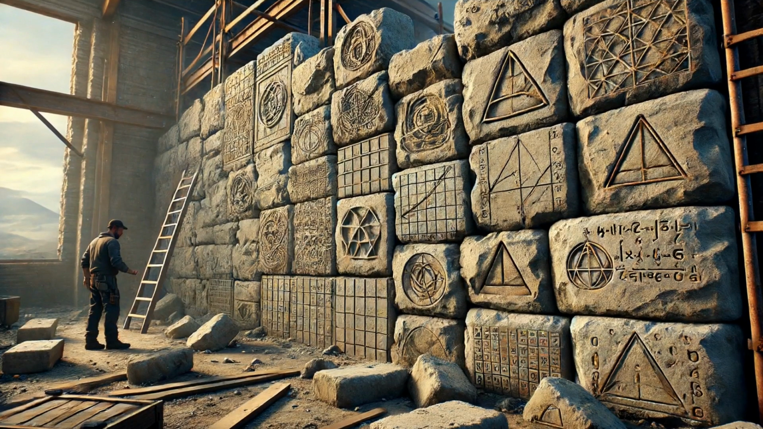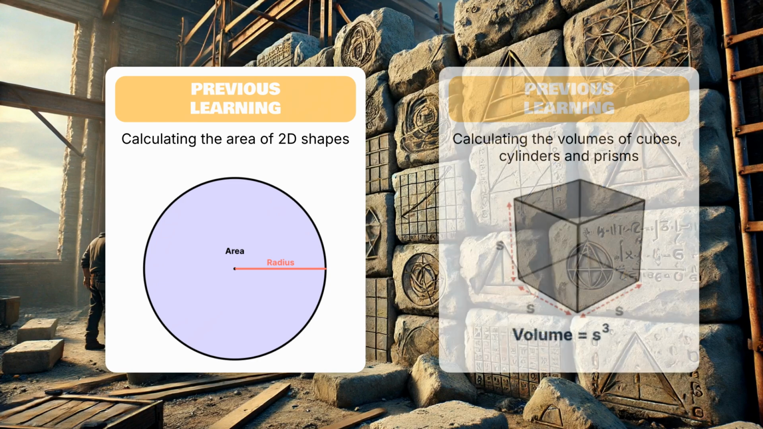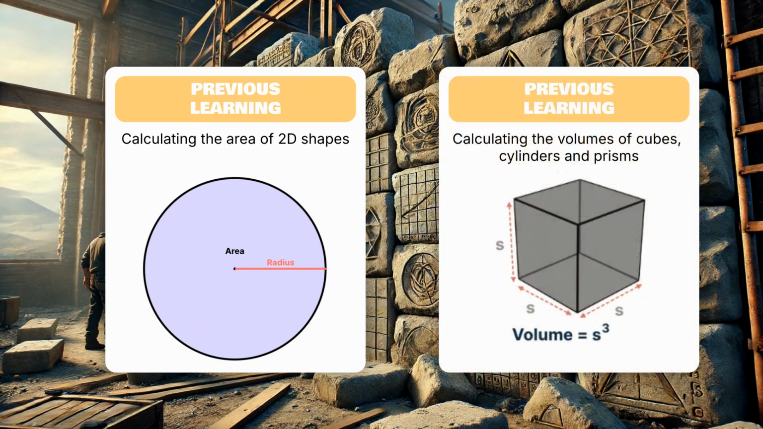In our previous lessons, we've established a solid foundation by covering areas of 2D shapes. We've understood how to calculate the area of various two-dimensional figures, volumes of cubes, cylinders, and prisms. We've learned how to compute the volume for these common 3D shapes. We will build on this solid foundation and learn how to calculate the volumes of other shapes as well as the volumes of complex compound shapes. Let's get started and explore these fascinating concepts.